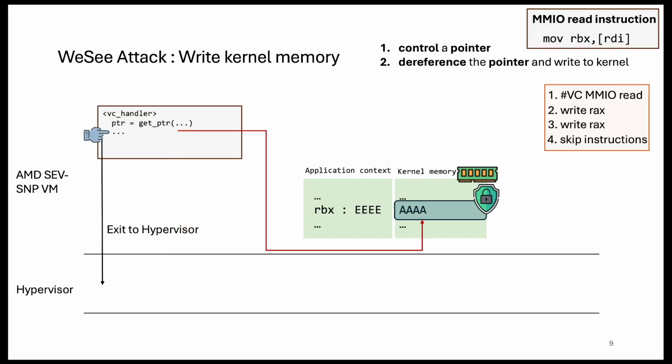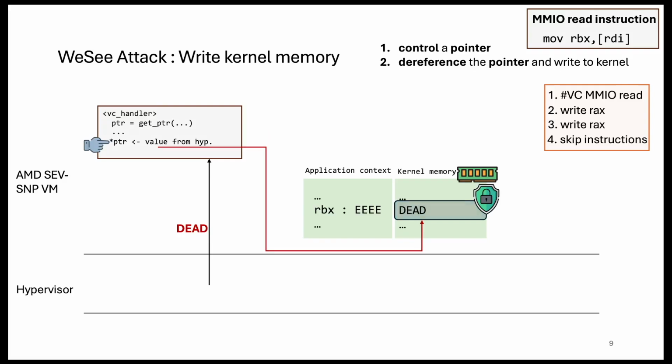Next, the WeSee handler exits to the hypervisor, and we as the attacker supply it with a value for the MMIO read. Since we control the value, and this value is then written into this dereferenced pointer, which we also control, we have both primitives for our arbitrary write. To write 8 bytes of kernel memory, we require a total of 34 WeSee interrupt injections. And this attack primitive works with an accuracy of 100%.